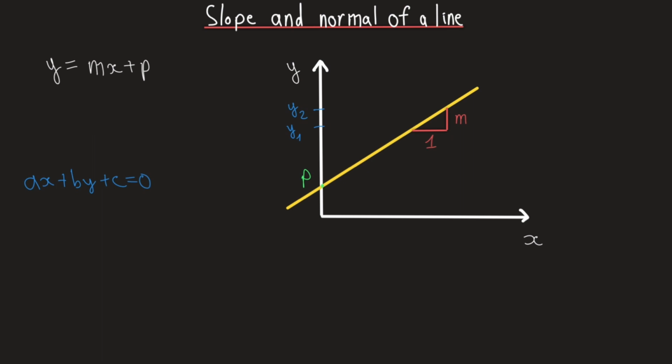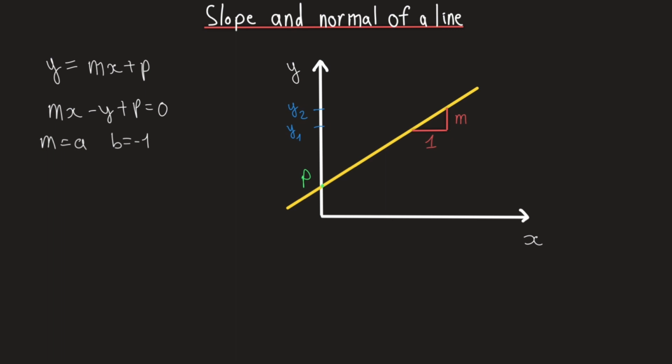And so what we do is bring y to the other side of the equation, and therefore we have mx minus y plus p equals 0. And therefore what we have is that m equals a and b equals -1. And we get that by comparing this expression with this expression. Here we see that m equals a and minus y equals by, b times y, and therefore minus 1 equals b.